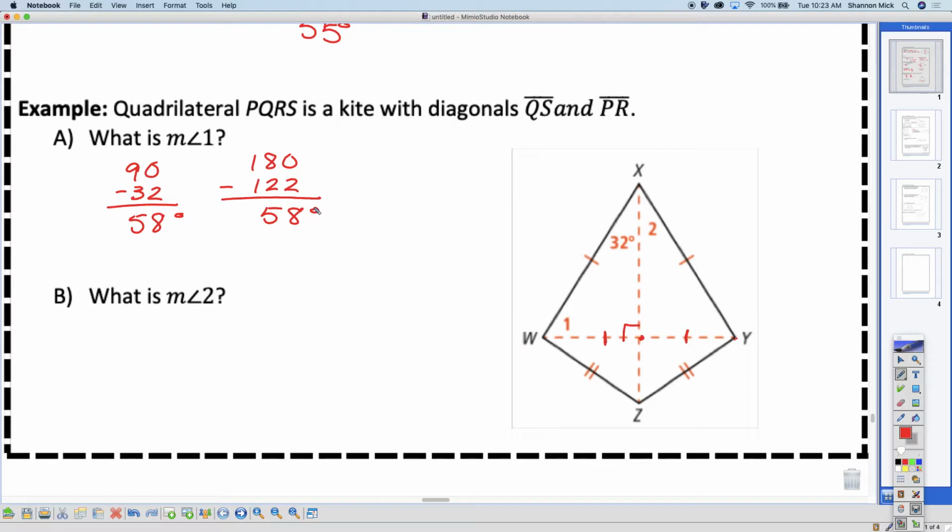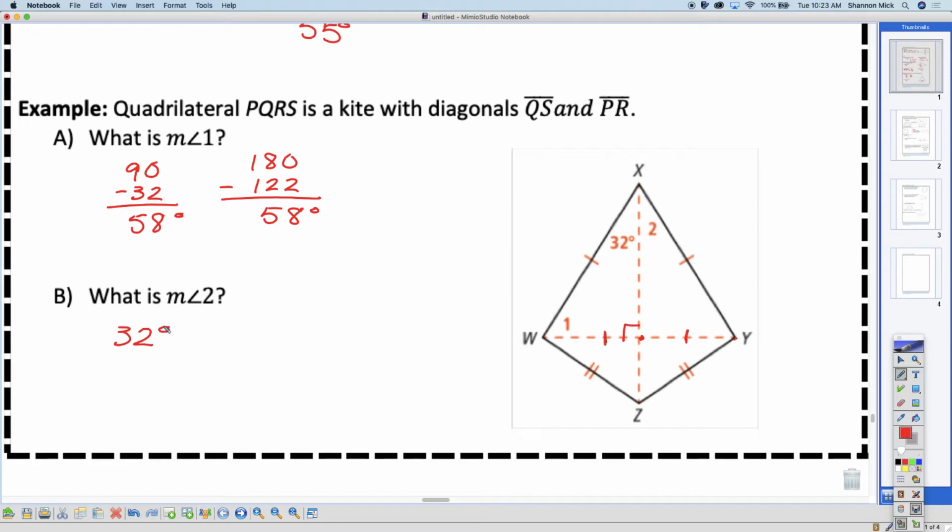This doesn't make sense now. Okay, angle 1. What's angle 2? It's 32. Why? Because they're opposite. They're congruent angles. It makes sense. It's just easy.